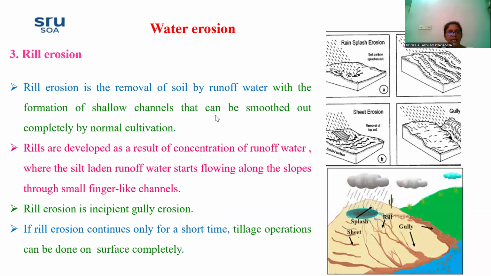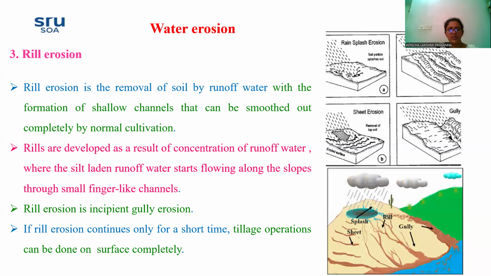Next is the rill erosion. Rill erosion is a type of erosion which comes under water erosion. So rill erosion is the removal of soil by the runoff water with the formation of shallow channels that can be smoothed out completely by the normal cultivation practices. So even when there is formation of rill erosion, we can make the land even by doing certain cultivation practices.